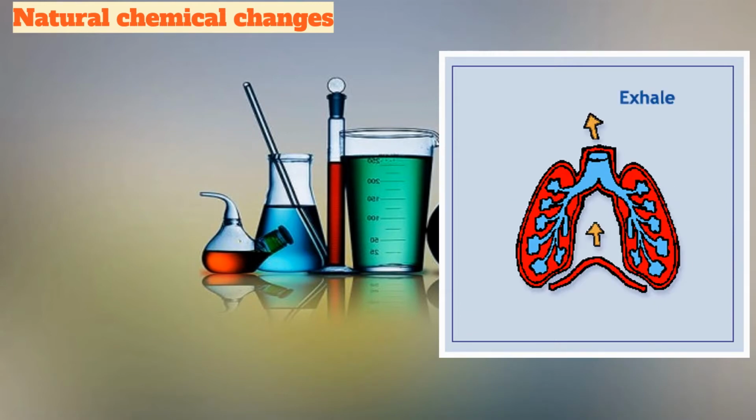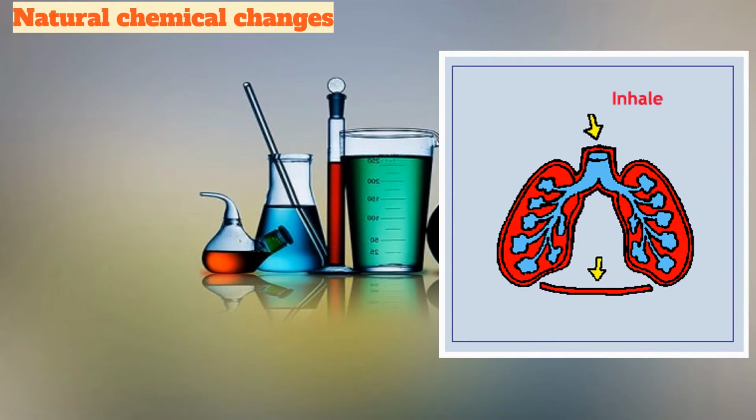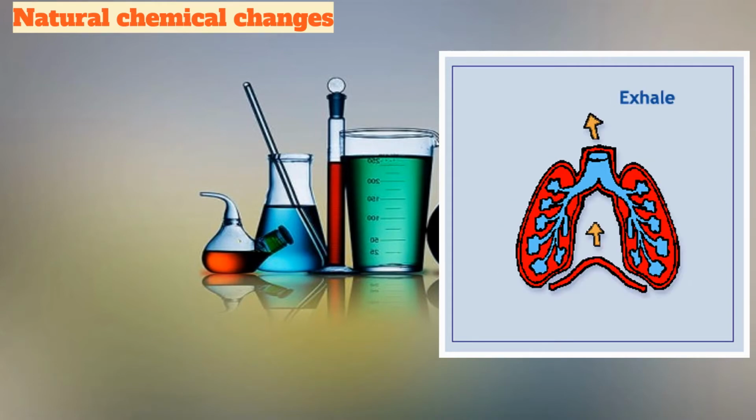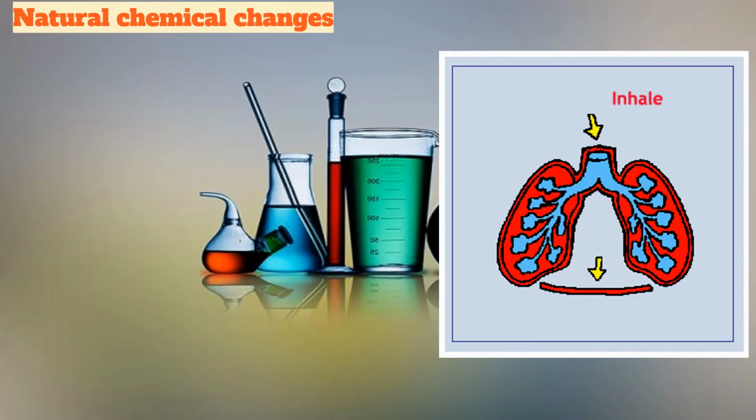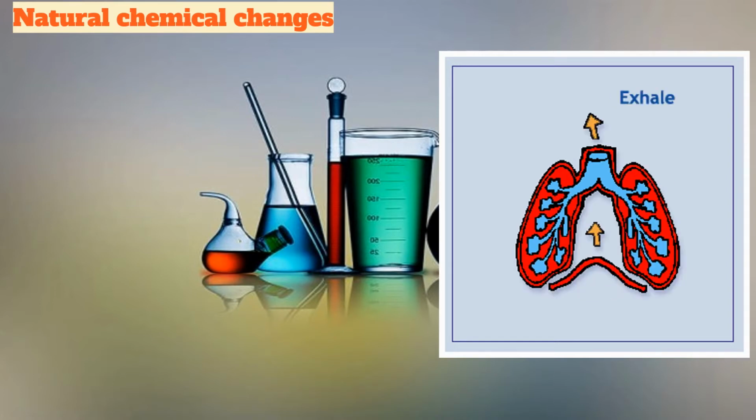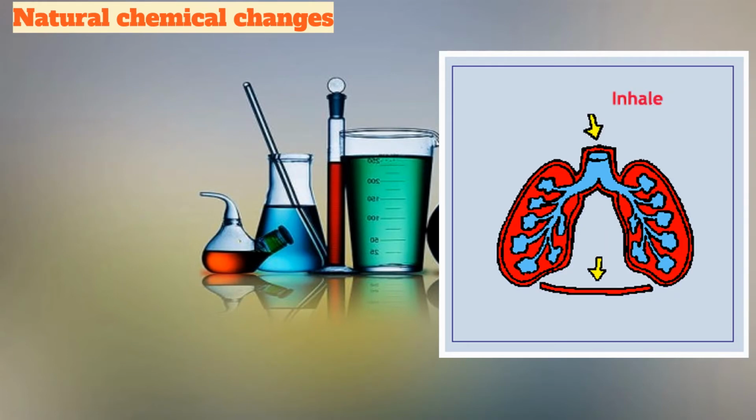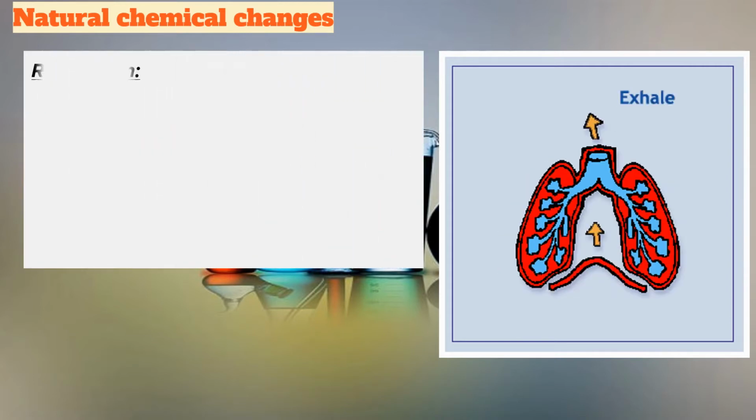Now we all know that we breathe in air and we exhale. That is the physical respiration that we do. But there is another process called internal respiration, where the glucose in the cell reacts with oxygen, and a chemical reaction happens. So let us look at this chemical equation in much more detail.